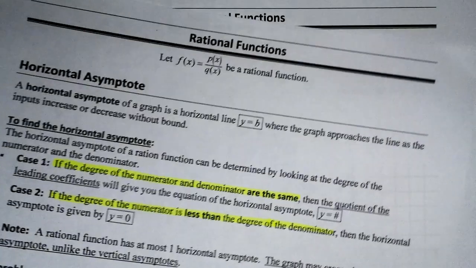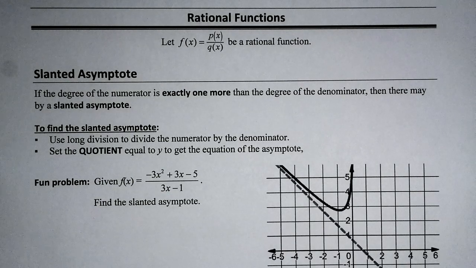But now, let's go ahead and look at the third case in terms of comparing the degrees of both the numerator and the denominator. The question is, where can there be a slanted asymptote? Well, in order to figure that out, we are going to look at the degree of both the numerator and denominator of a rational function.